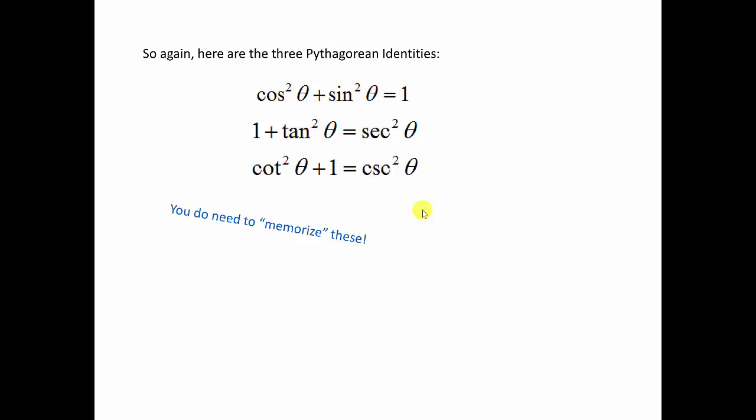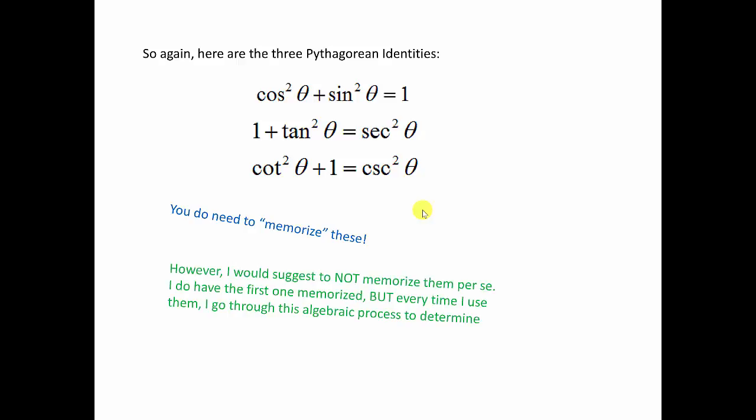Now, you do need to memorize this, and I put "memorize" in quotations because I haven't memorized them. What I've done is made sure I know this process. I go through this algebraic process every single time. If I want to know what the Pythagorean identity is that has tangent squared in it, I go through the process. Anyways, you do need to know these. My suggestion is to understand them, not memorize them, but here they are.